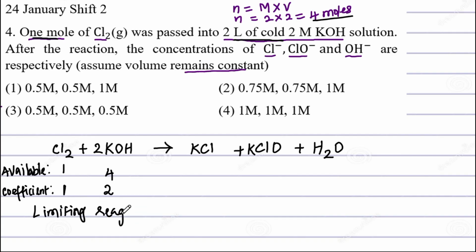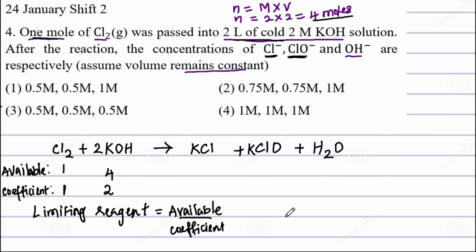You may wonder why we are finding the limiting reagent. In the question we are talking about the concentration of Cl minus and ClO minus. So for that you need to know the number of moles of KCl and KClO. The number of moles of product is determined by the limiting reagent only. So we have to find the limiting reagent. The limiting reagent is found by using the formula: available number of moles divided by the stoichiometric coefficient.